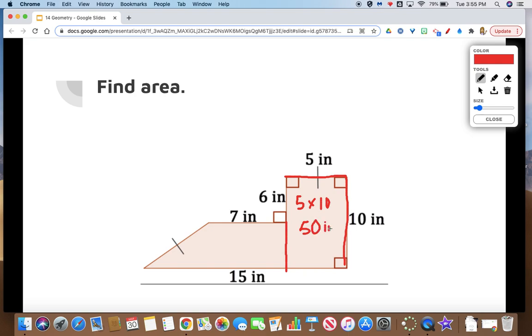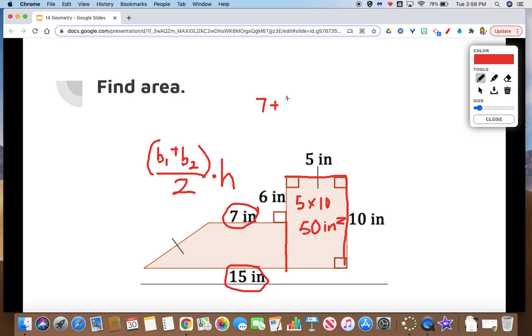My trapezoid is the one that a lot of us were getting stuck on when I passed out the study guide. The trapezoid is base 1 plus base 2 divided by 2 times the height. So we need to figure out what those three values are so we can plug them in. My bases are my lines that run parallel, 7 and 15. So let's plug those in for the bases. 7 plus 15 divided by 2.